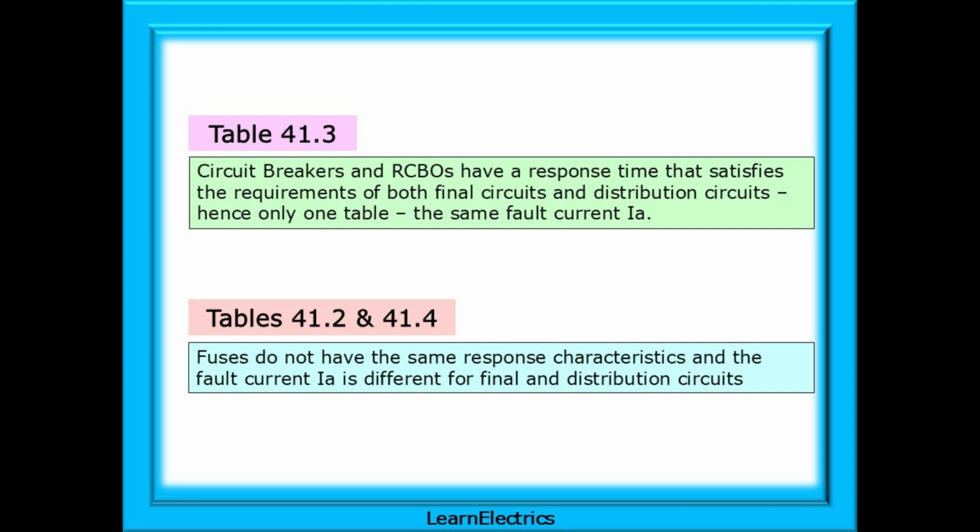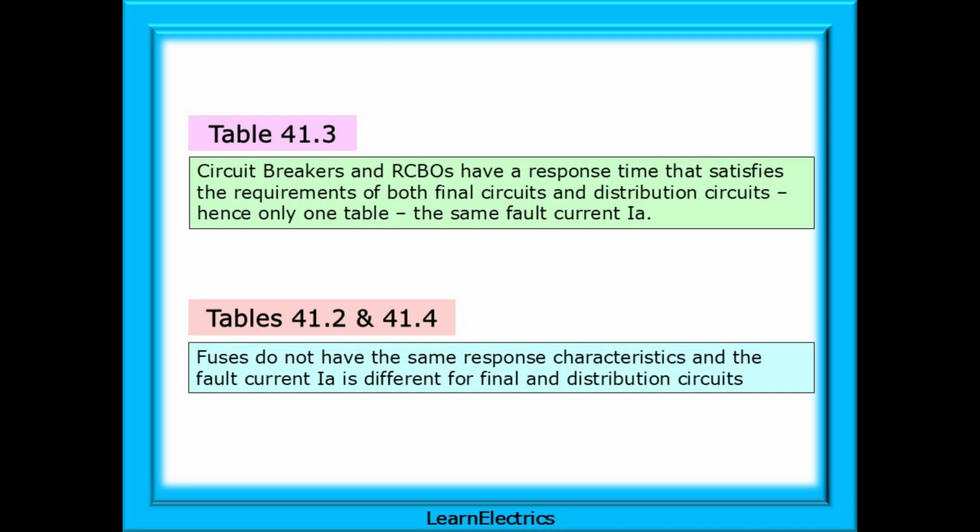This is because the devices have been engineered so that they can respond to both disconnection times. Fuses work on a different technology and are manufactured to meet a much narrower range of response times. Therefore, there are two tables for fuses, one for final circuits and one for distribution circuits.